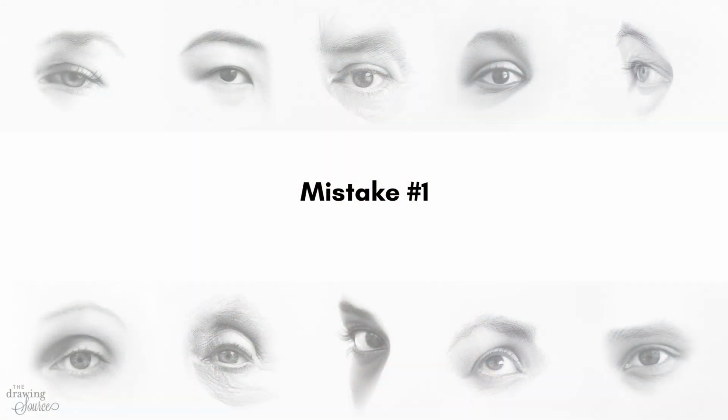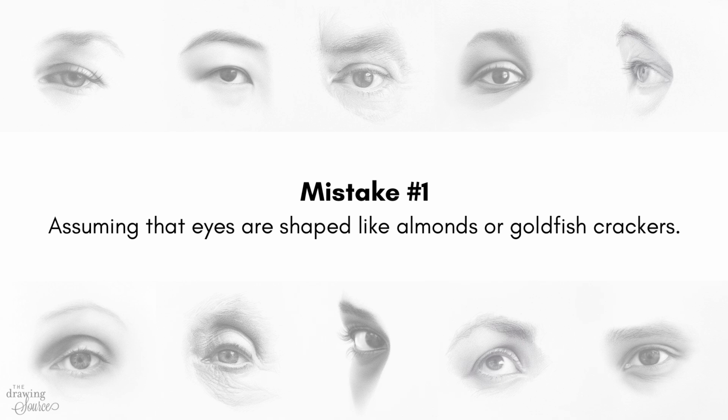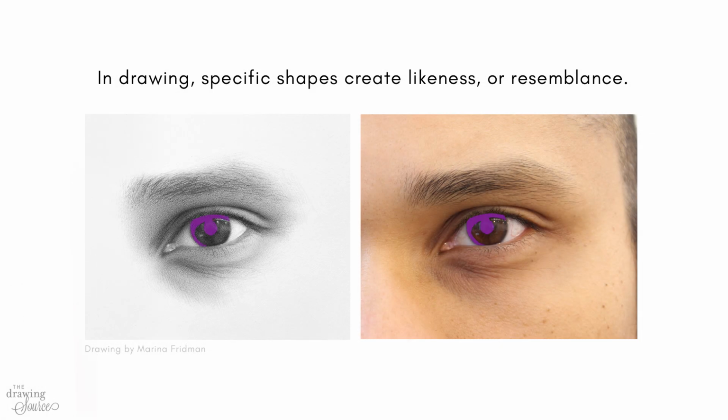Let's get started with most common mistake 1. Mistake 1 is assuming that eyes are shaped like almonds or goldfish crackers and drawing them that way. In drawing, specific shapes create likeness or resemblance. Specific shapes are what make our drawing look specifically like the person that we're drawing.